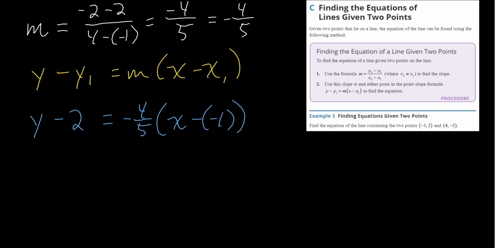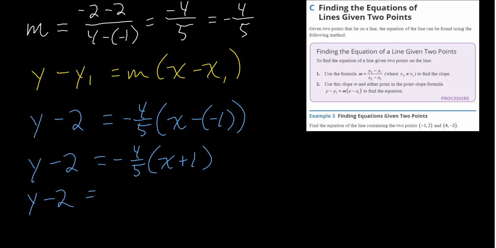Okay, and again, I'm super redundant with my parentheses because I have to be. I don't want to make the mistake of missing a negative somewhere. So I end up with y minus 2 is equal to -4/5 x plus 1. Fix this up a little bit. Y minus 2 is equal to -4/5 x minus 4/5. And then we're going to add 2 to both sides.